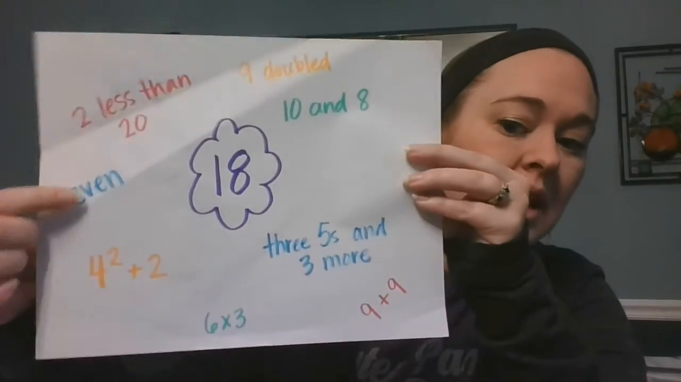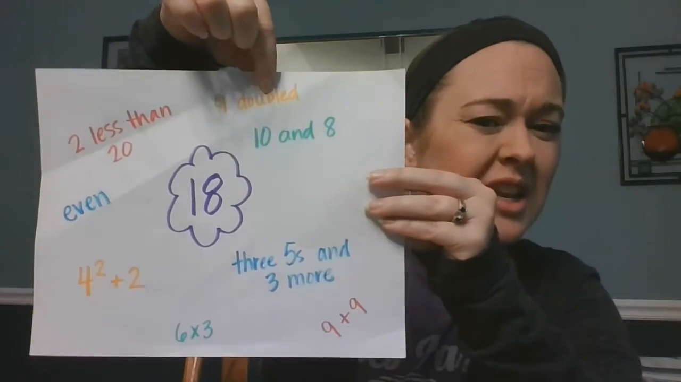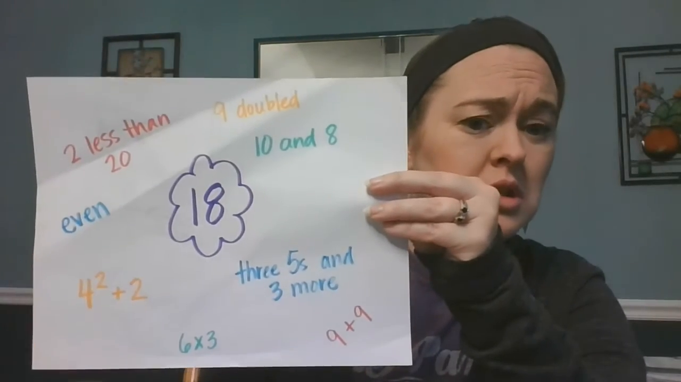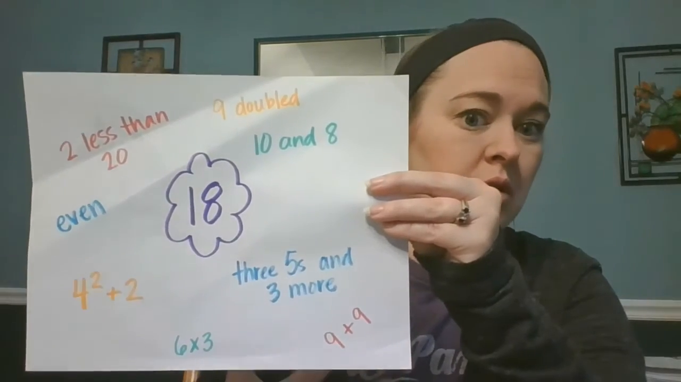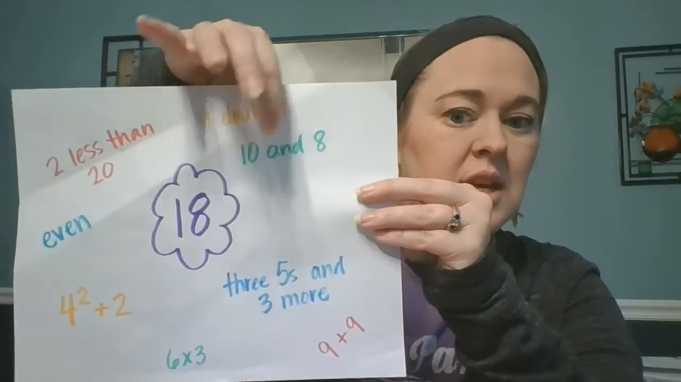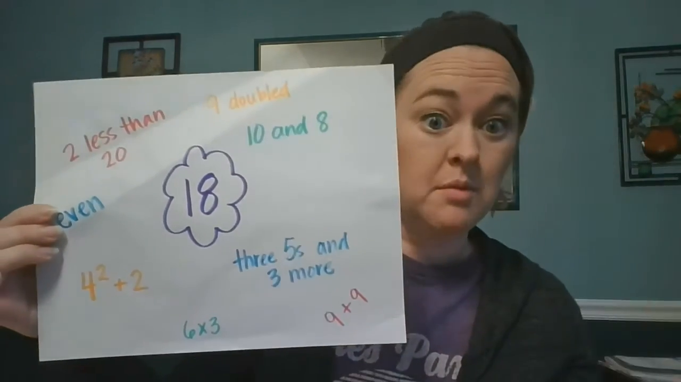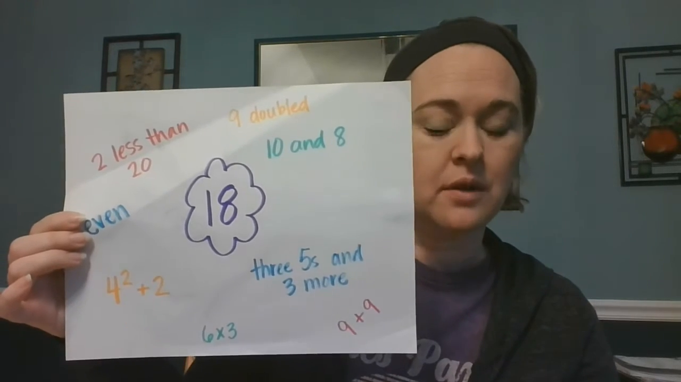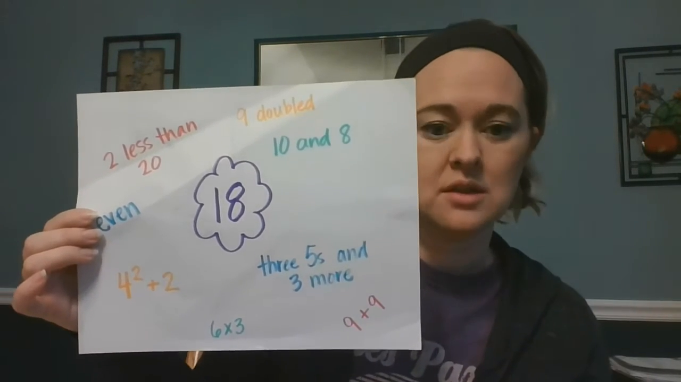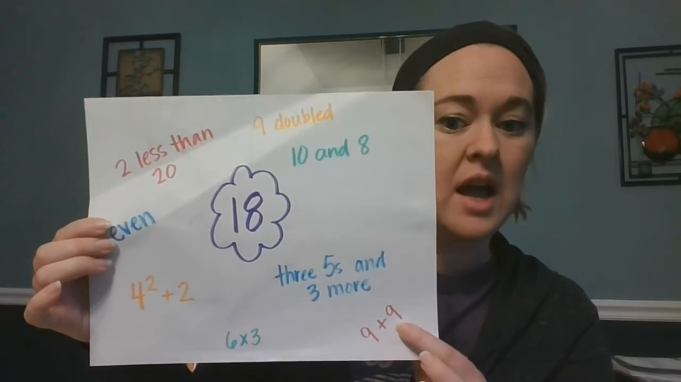18 is even. 18 is 9 doubled. It will help introduce your students to some of that vocabulary, some of that language, and then you can talk through that if you need to. There's the 10 and the 8. 18 is 3 fives and then 3 more. So realizing that I can get to 18 in different ways, using different facts or different combinations that I already know. 18 is 9 and 9.